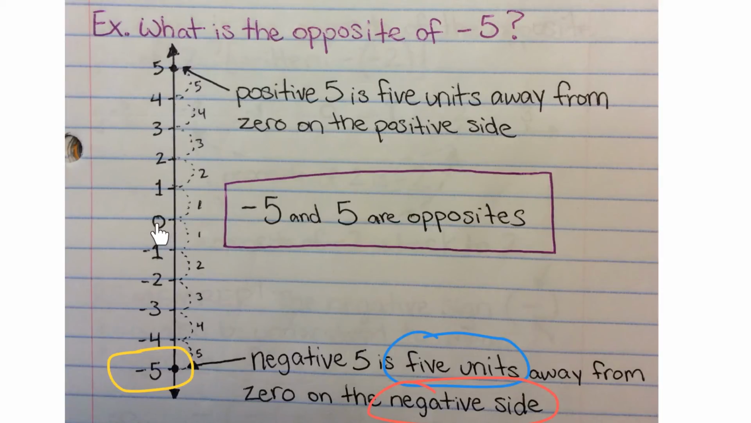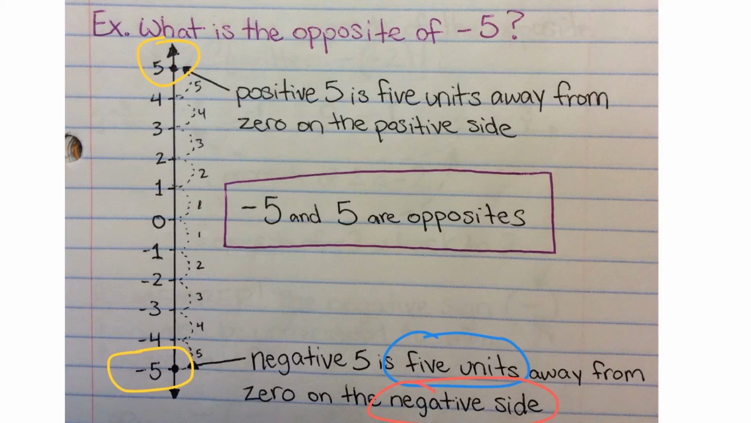So starting at 0, if we count up 5 units, we've got 1, 2, 3, 4, 5. And we know that we go up because here we see our negative side, and we need to use the opposite of that because that was in our explanation, which is the positive side. So that's why we count 5 units up. So here is our opposite.